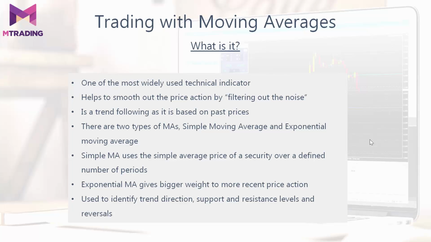There are two types of MAs, simple moving average and exponential moving average. Simple moving average uses the simple average price of a security over a defined number of periods, while the exponential moving average gives a bigger weight to the more recent price action. Therefore, as one can be lagging behind, they are great while using together. For this reason, moving averages are used to identify trend directions, as well as support and resistance levels, and reversals.